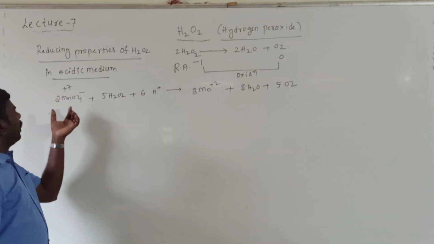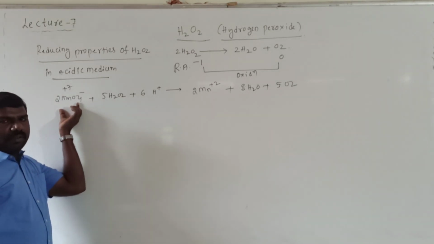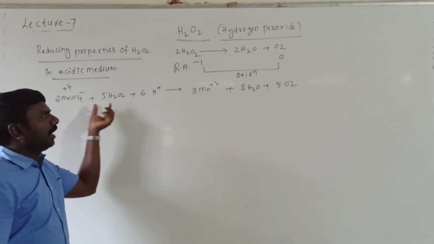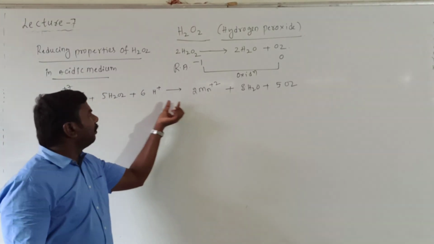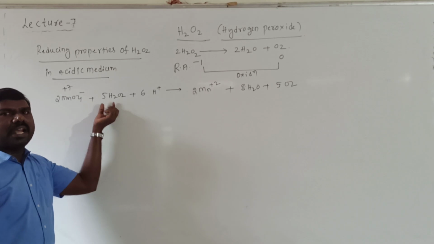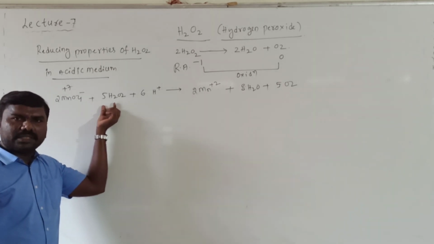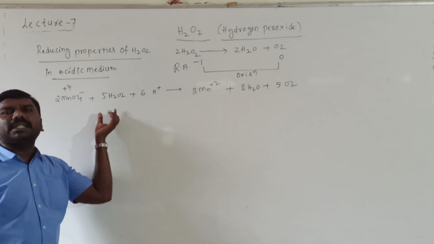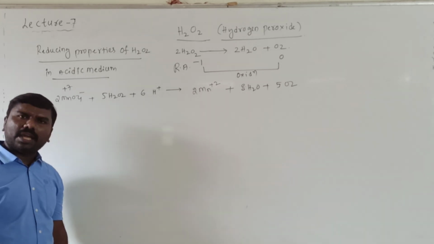It means KMnO4 or MnO4 minus is reduced to Mn plus 2 by H2O2. Hence it is a reducing agent. This reduction is done by this agent, that's why it is a reducing agent.